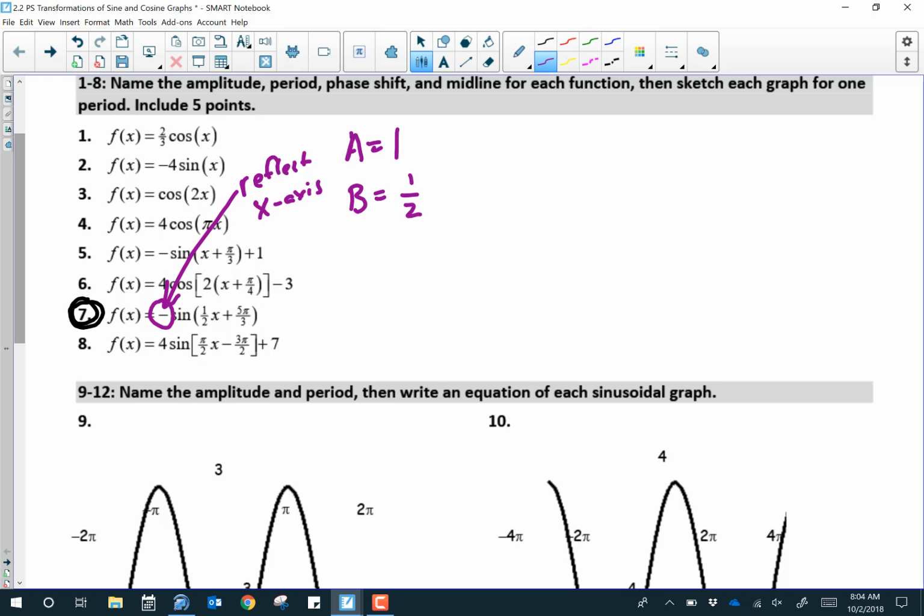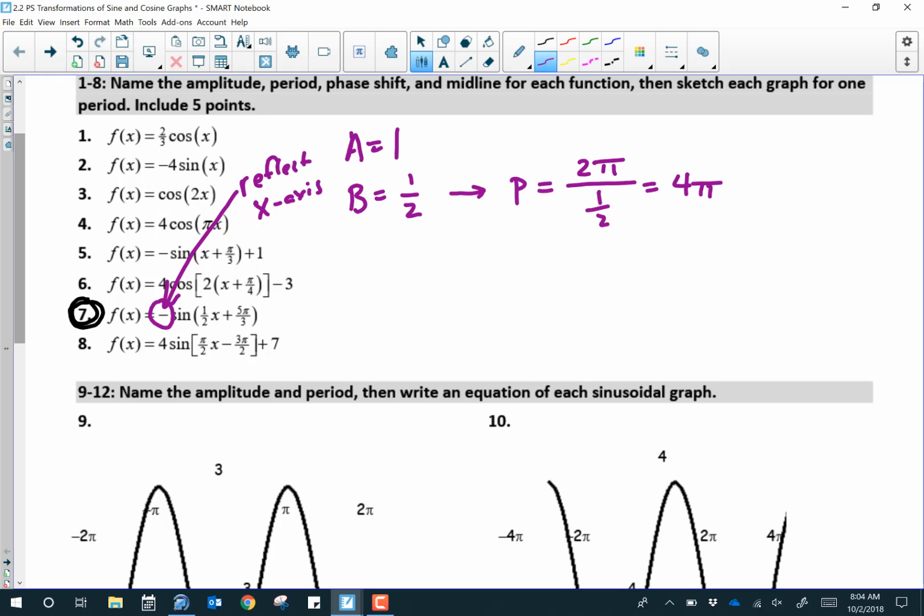Now, what does B inform us about? The period, correct. So if I have B, how do I find the period? 2 pi over whatever the number is. 2 pi over B, right? That's how you find the period. So the period of this one is going to be 4 pi.